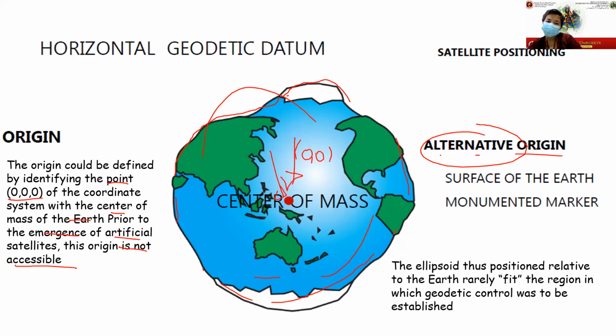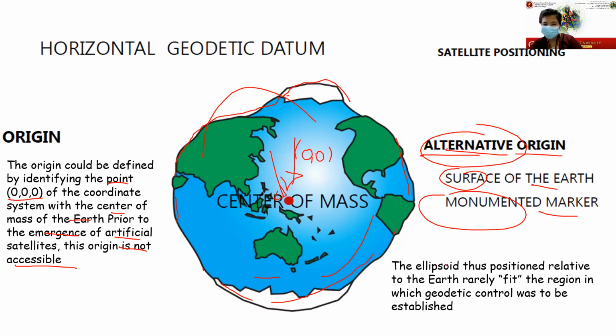When we say alternative, it is an alternative to that origin which is located at the center of the earth. So this alternative origin is established on the surface of the earth and is monumented by a marker, for example, a monument. So that is now an example of our alternative origin. Since that alternative origin is in reference to the center of the earth, that's why it is called alternative.